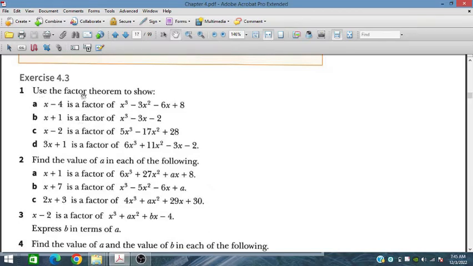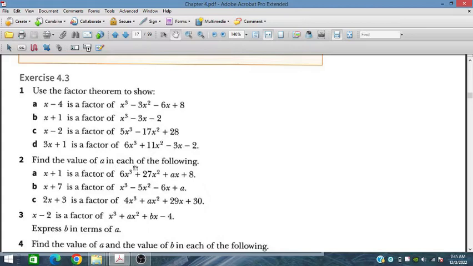And for this factor theorem, we have to show that this factor is a factor of this polynomial. This x minus 4 is a factor of this polynomial. Similarly, this is a factor of this polynomial. So we have a polynomial and we have a very simple factor, and we have to prove that that factor is a part of this polynomial.